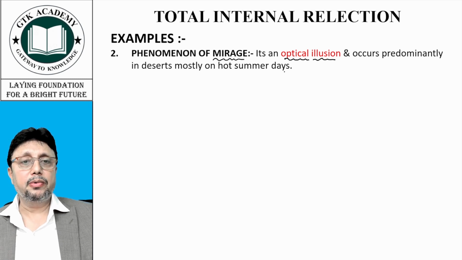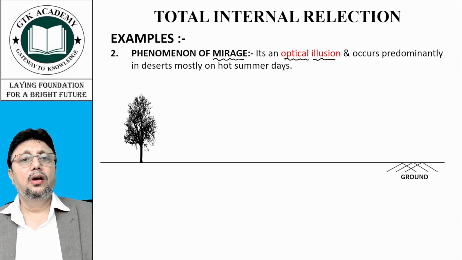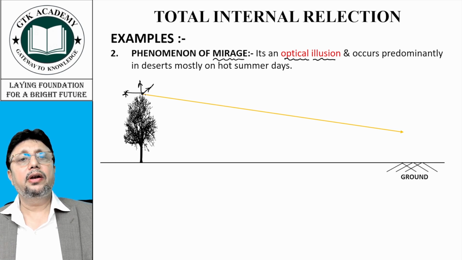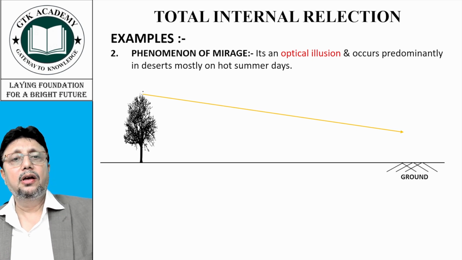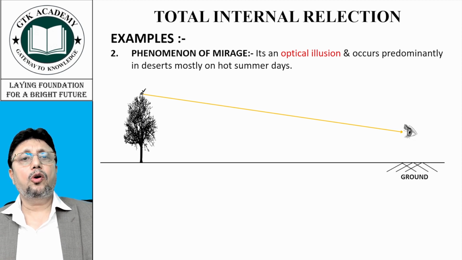Now let me explain you how it happens. For example, this is ground. You are standing in a place which is very hot, say desert itself, and you have a tree here. Now rays from tree, from any point of object, emanate out in all directions. Now, for example, one ray from the top of the tree comes out like this, and my observer is here. So he'll see the top of the tree when the light ray from top strikes his eye.